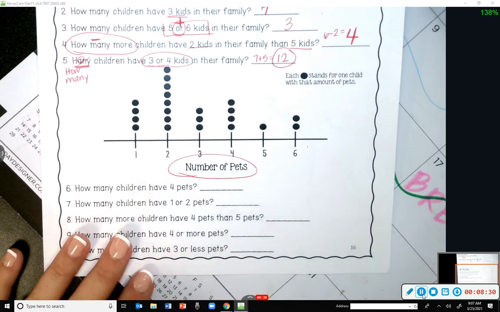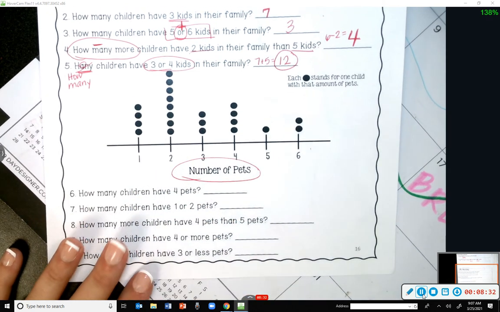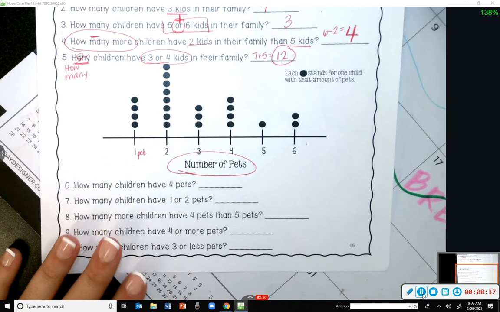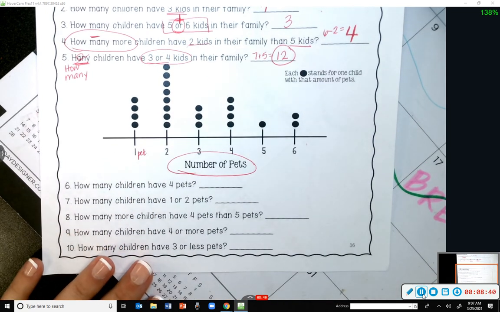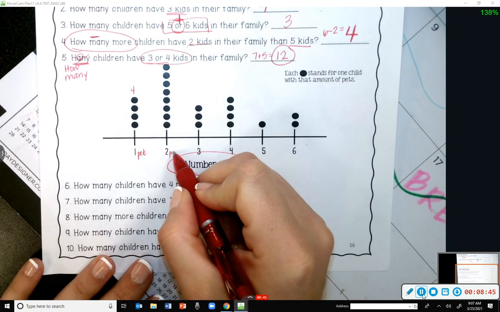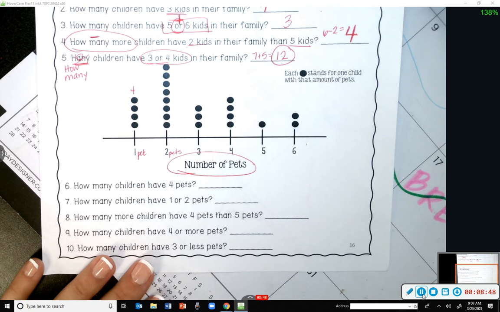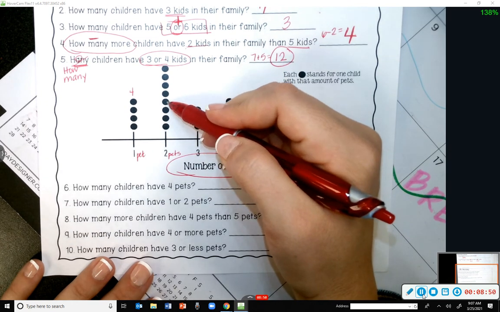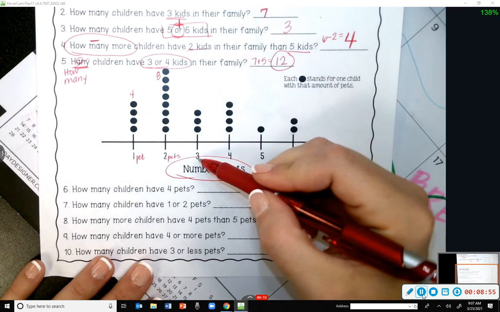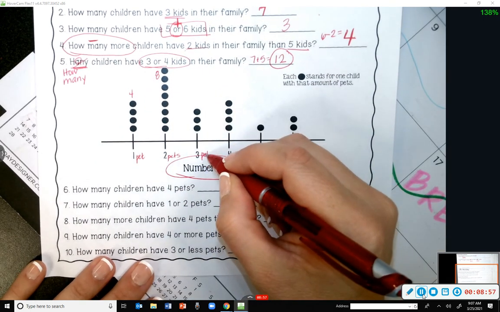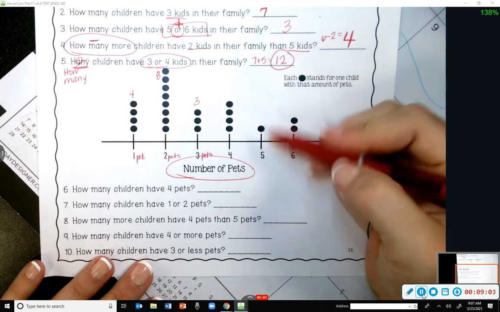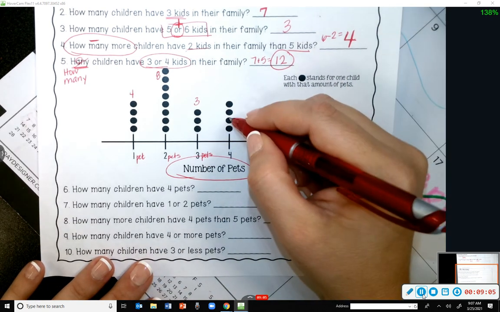1 what? No, not 1 kid. 1 pet. So that means 1 pet. How many people have 1 pet? 4. 2 pets. 1, 2, 3, 4, 5, 6, 7, 8. 3 pets. 3 dots. So 3 people have 3 pets. Okay? 4. 1, 2, 3, 4.